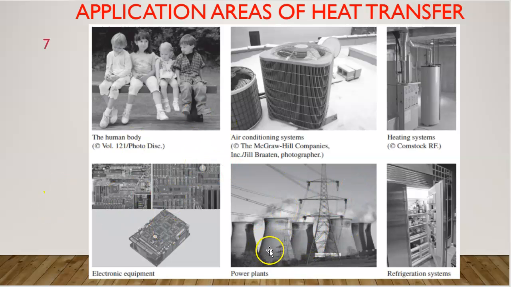This is a power plant. When we have a power plant, it has already been heated, then we need to cool it down. These are cooling towers to cool it down. And we have refrigeration systems to not just cool, but to freeze things below 0 degrees Celsius. So these are applications of heat transfer.